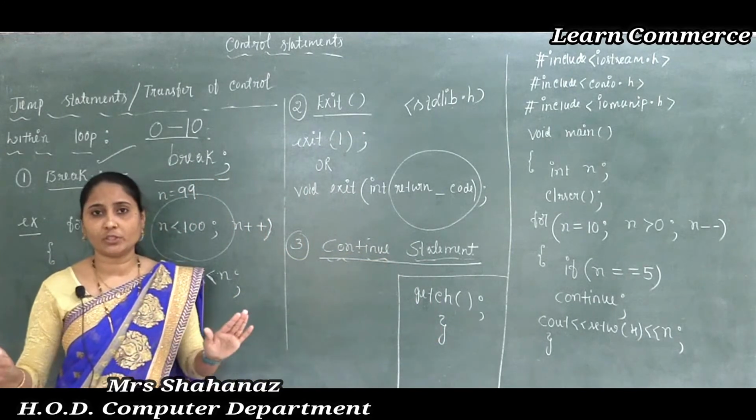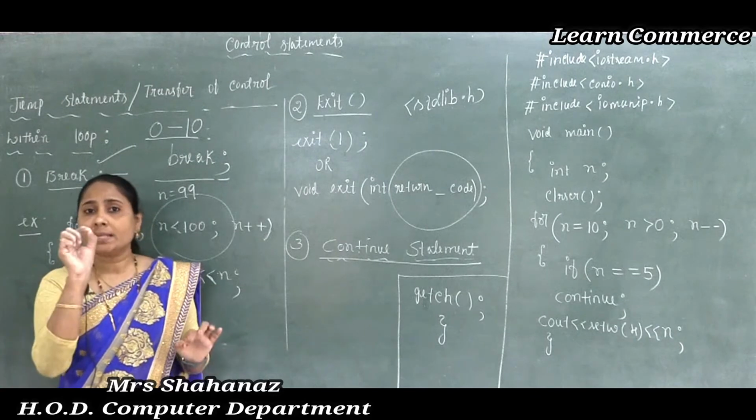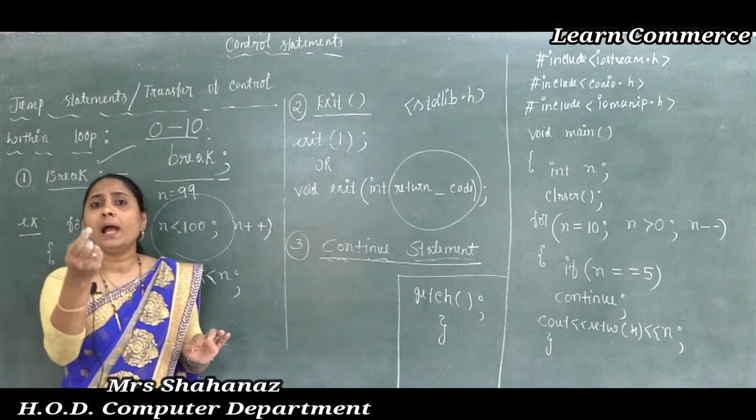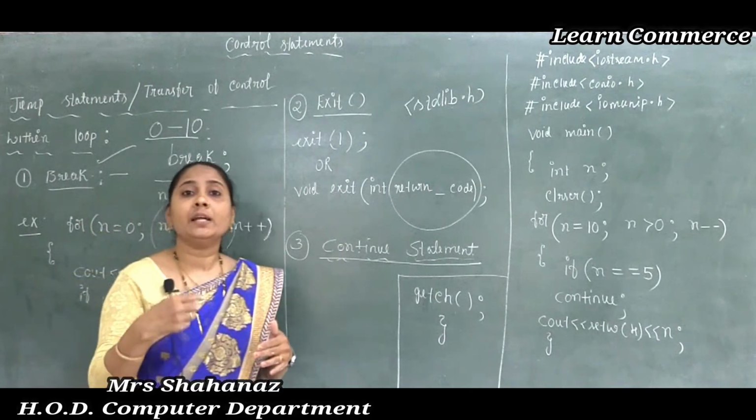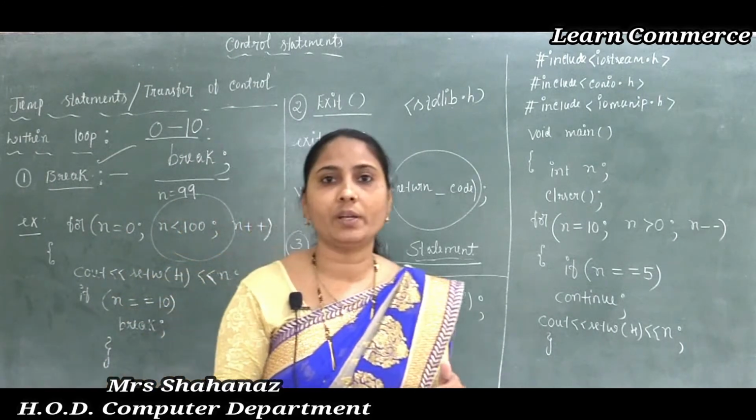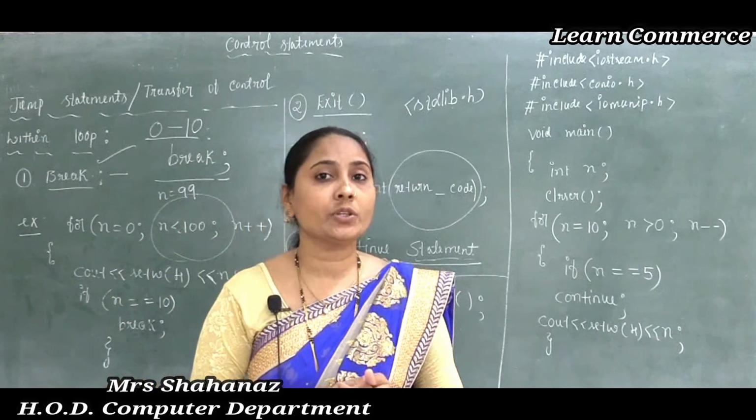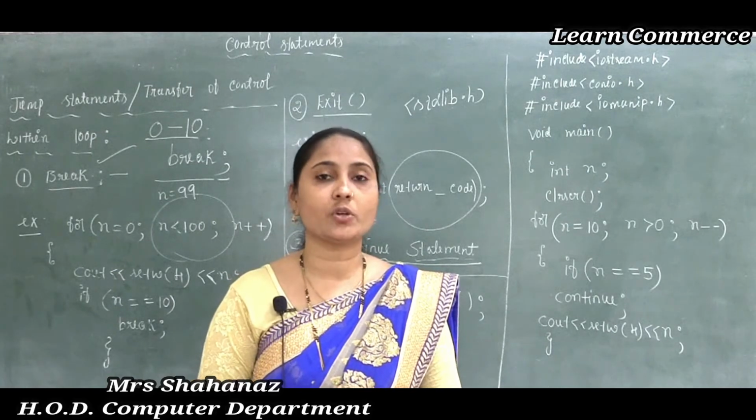That means it's not going to terminate the loop here. It skips just once, and later it is going to start generating the numbers again and again. So this is about our continue statement. So clear this point here.